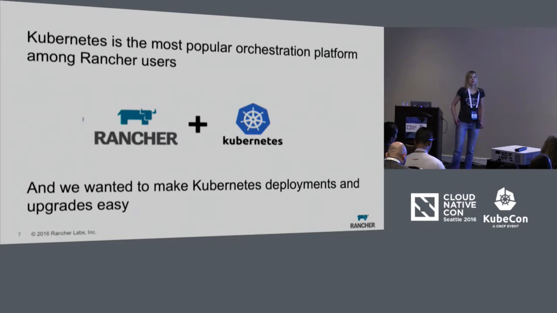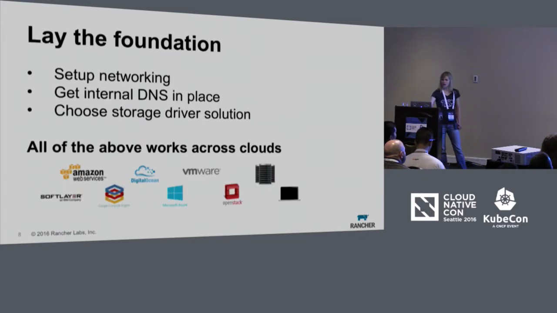Kubernetes is the most popular orchestration platform for Rancher users, and we really focused on making the Kubernetes deployments and upgrades very easy for the users. We started with laying the foundation. We wanted everything, like the networking, the DNS, the storage drivers, to work cross-cloud. And we didn't want to maintain a different set of scripts for AWS, GCE, DigitalOcean. We wanted the experience for the user to be cloud agnostic.